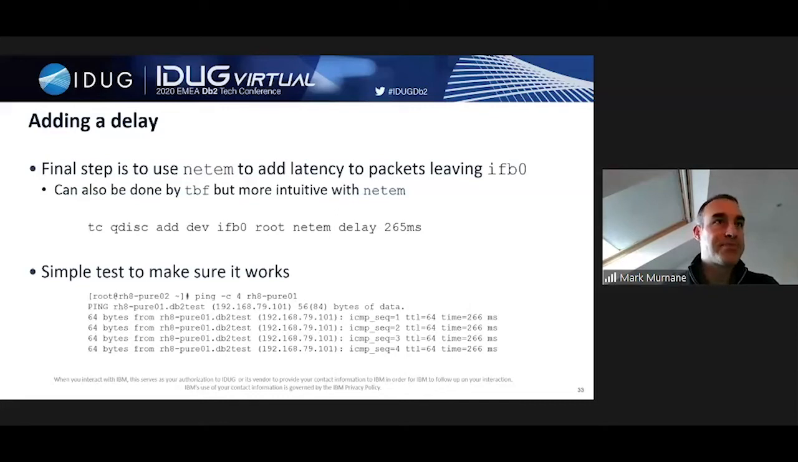So in this case, while we've redirected all the traffic to IFB0, what we do is we add a queue disk on IFB0 at the root of IFB0, so it applies to all traffic, and we introduce a delay of 265 milliseconds. And we can do a simple test to make sure this works. So in this example, we can see from another client that when we ping the server, we have a delay. Instead of a 1 millisecond ping time, we have a 266 millisecond ping time.